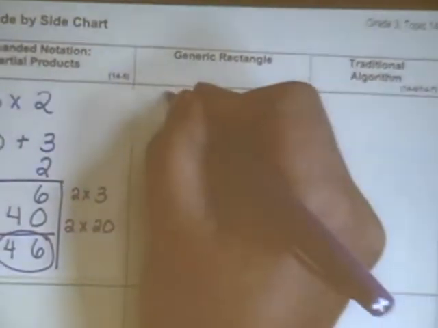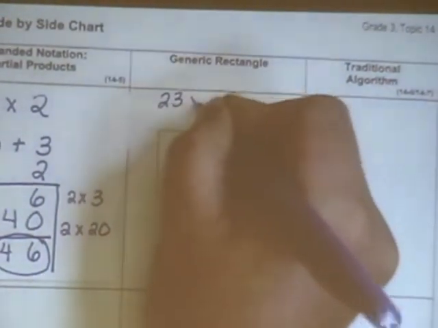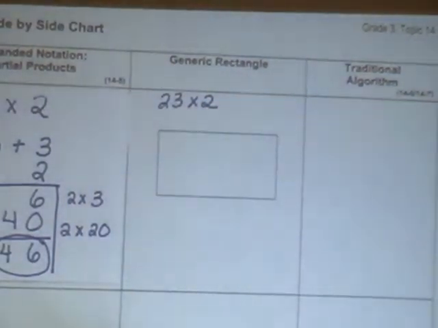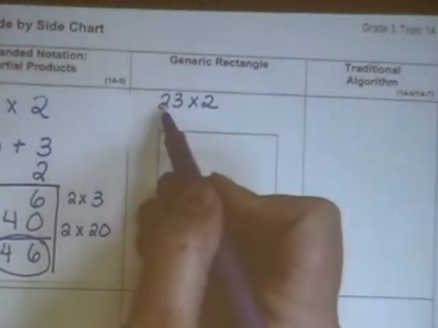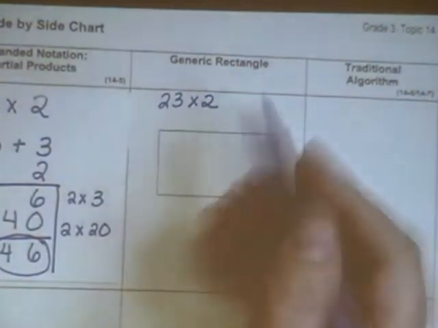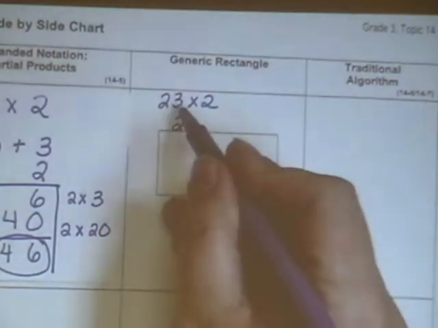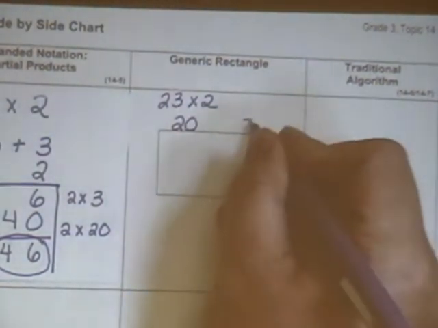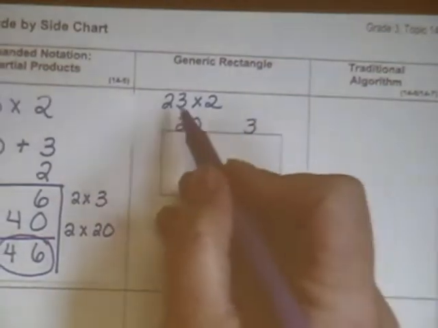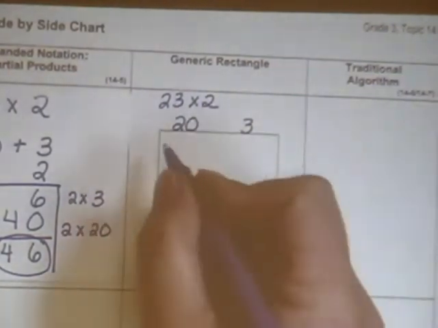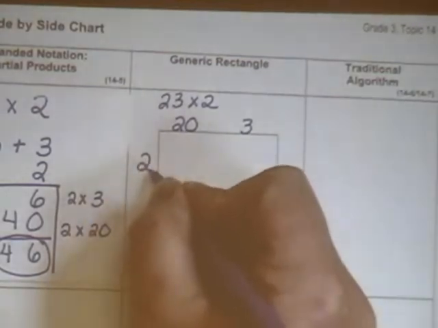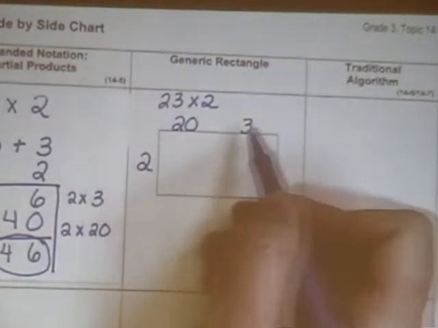The next strategy we're going to use is the generic rectangle. Again, we're going to rely on their skills of expanded notation. The same problem, 23 times 2, is the problem we're going to use. I'm going to think about what this 2 in the tens place represents. That 2 represents 20. Then I'm going to think about what that 3 in the ones place represents. 3. I need to see 23 2 times. Over here, I'm going to write how many times we're going to see 23.